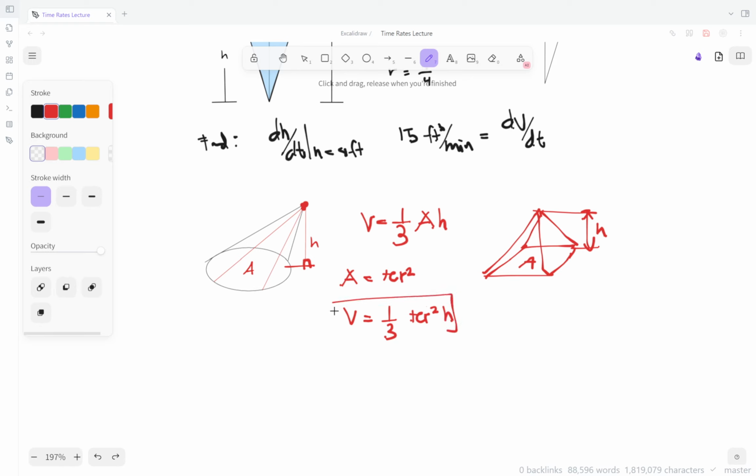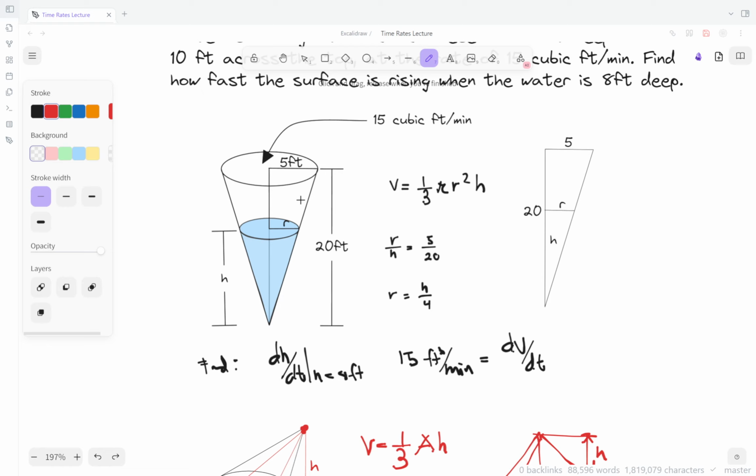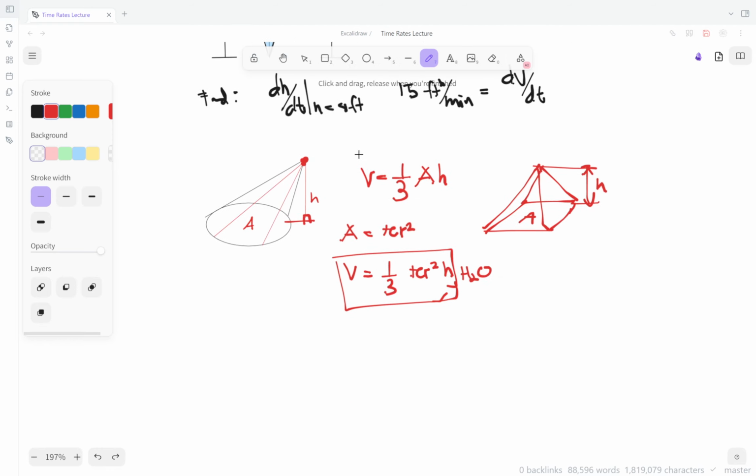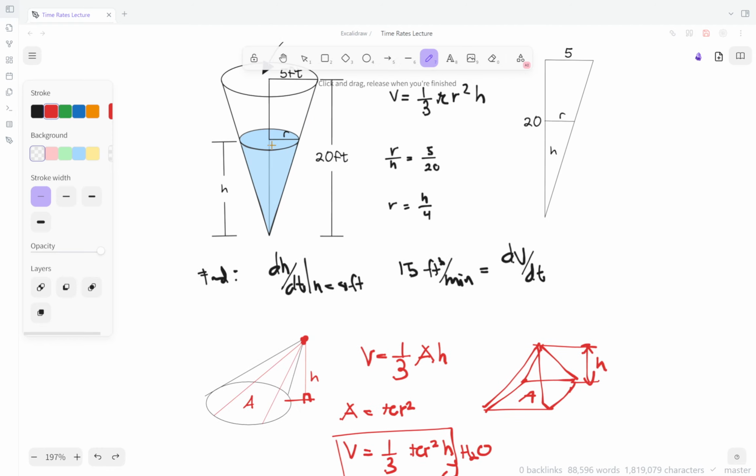Now remember, this is the volume of the water, not the whole cone. We don't consider the volume of the whole container because we're interested in the surface of the water. So the water is only up to this blue shaded region right there.